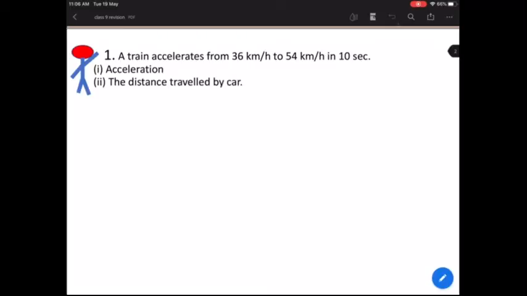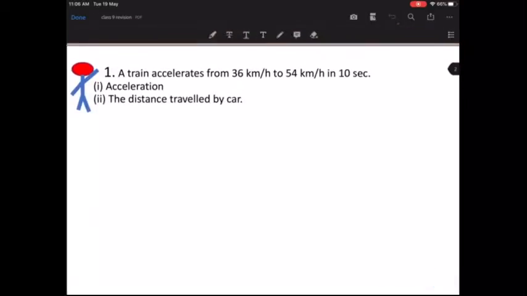A train accelerates from 36 kilometers per hour to 54 kilometers per hour in 10 seconds. You have to calculate the acceleration. Also, you have to calculate the distance traveled by the car. Fine. So as I told you, the first rule when you start solving the numericals is to write down the given data. So what all do we have here?